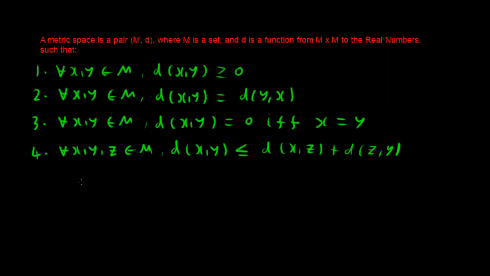Now, what is the point of all of this? Well, the idea is that this is supposed to be an abstract notion of distance. So M is some set, and we have some points in M. We have a point x and we have a point y. And d is supposed to give us the distance from x to y.